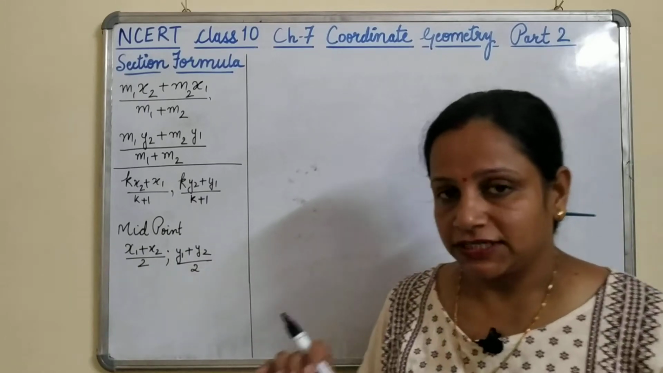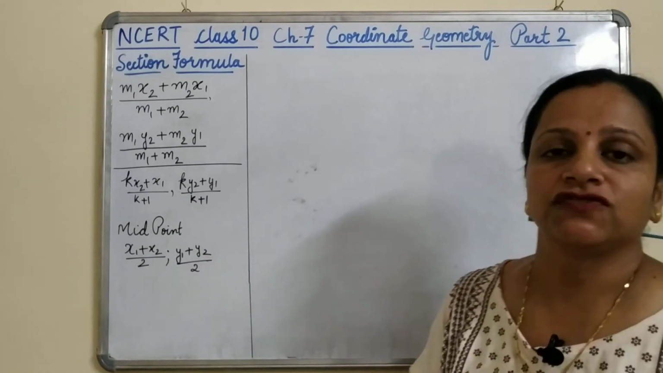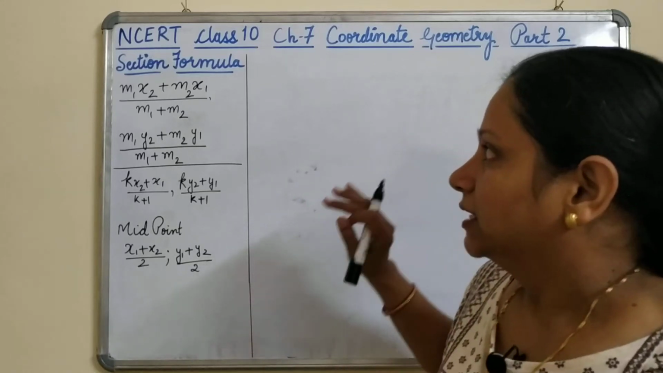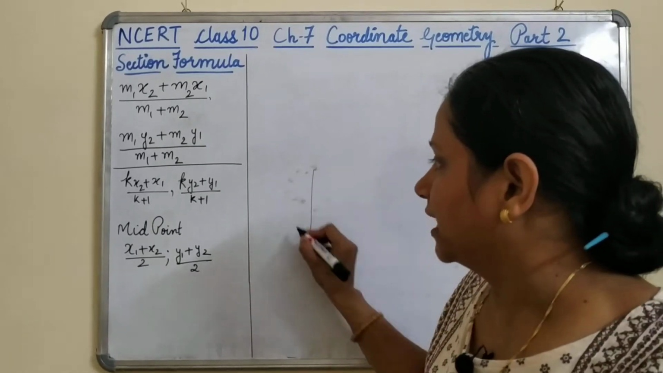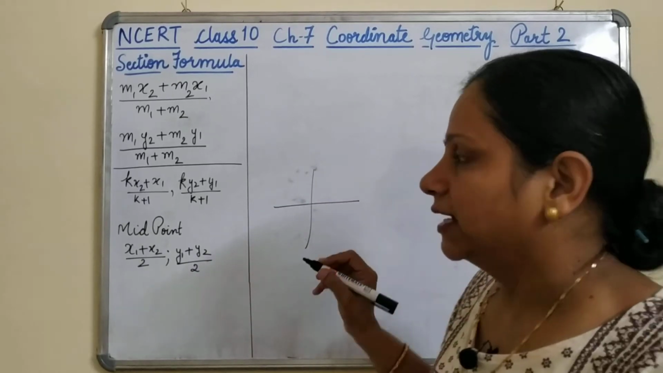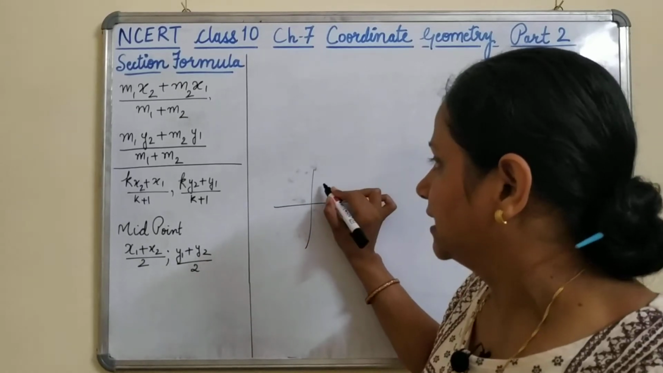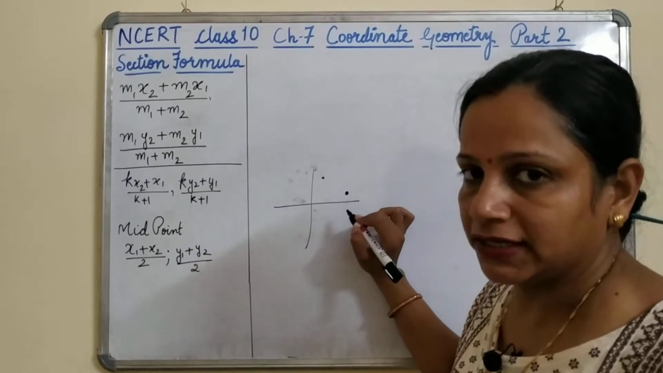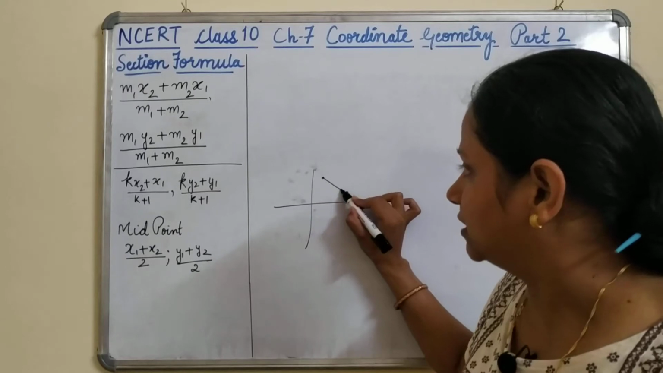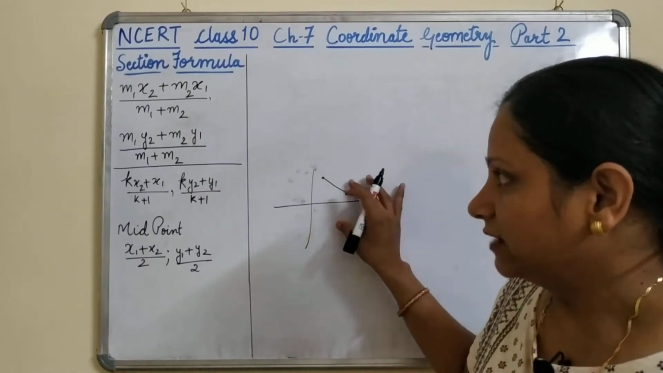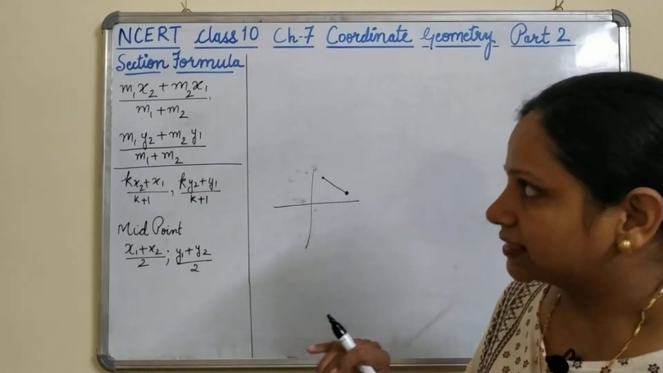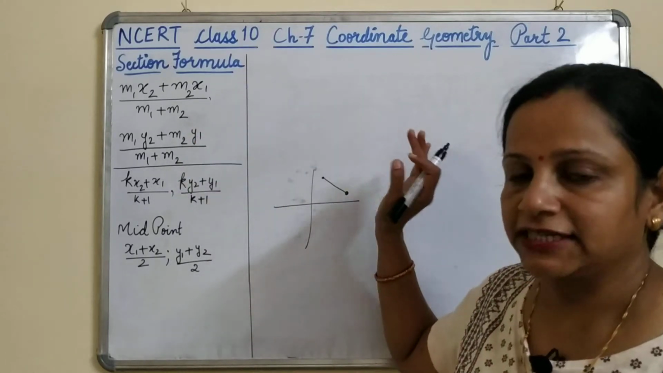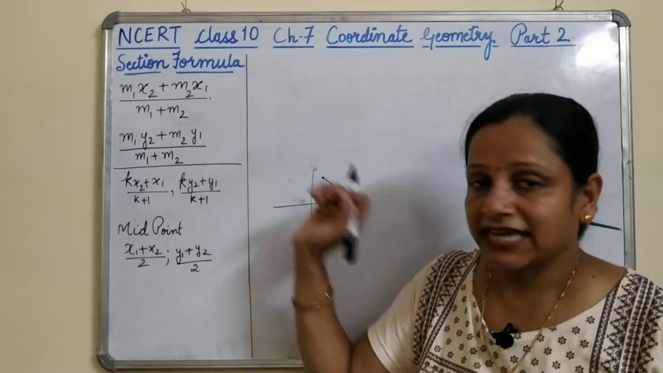Before starting with the exercise, let me tell you what we did in the previous exercise. Suppose we have a graph. In the previous exercise, if there are coordinates, suppose this is a coordinate and this also is a coordinate, we have to find the distance between these. So we had one distance formula. Now in this exercise, basically, we will be studying the section formula.